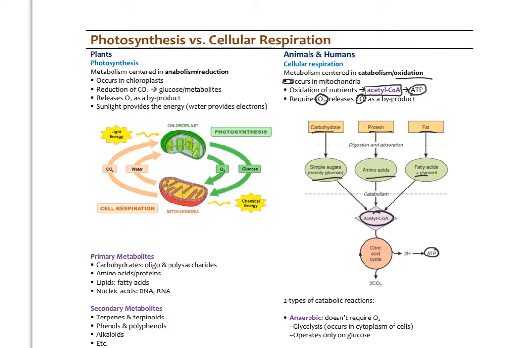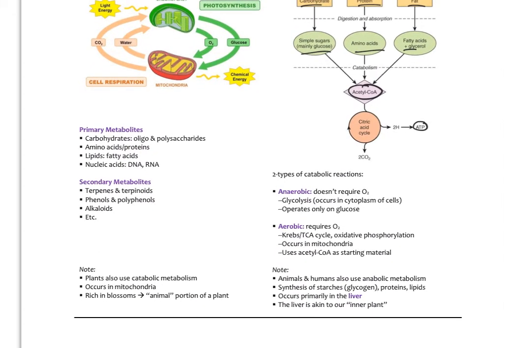So again, this process occurs aerobically. It requires oxygen, so this is known as aerobic metabolism. It occurs in mitochondria. It involves the Krebs cycle, or another name for that is the TCA, tricarboxylic acid cycle. It uses acetyl-CoA as a starting material.